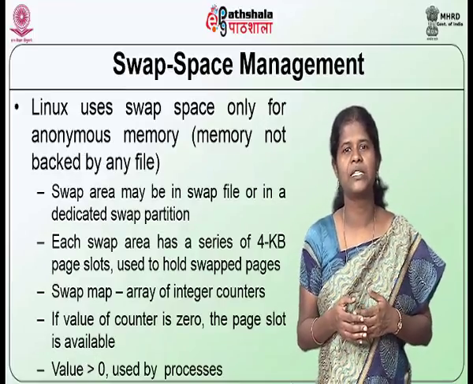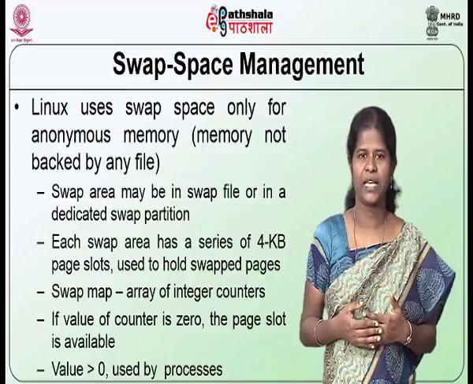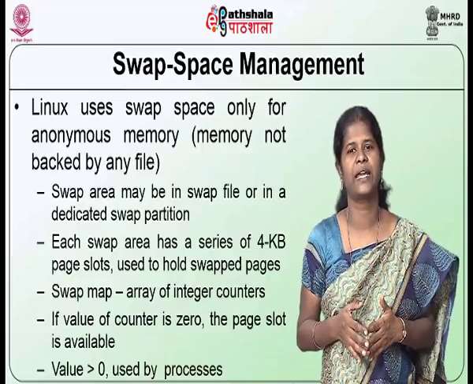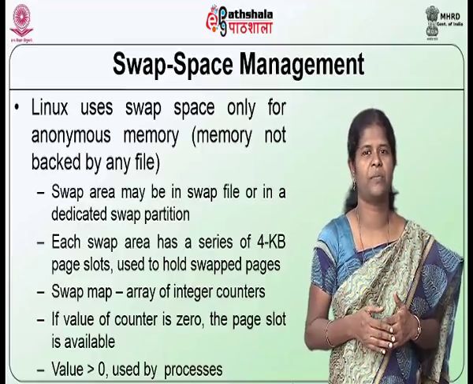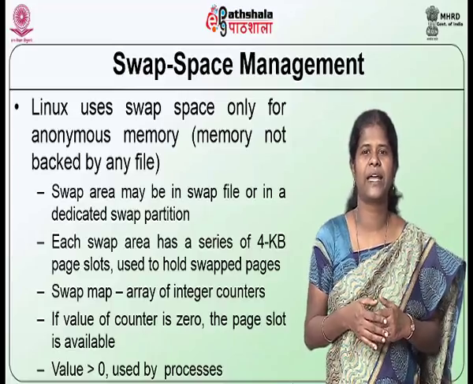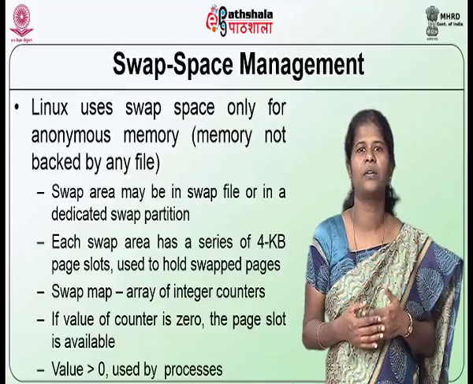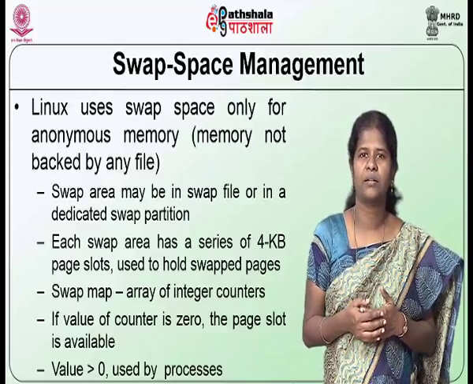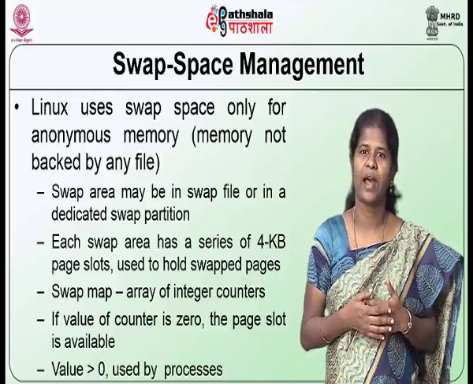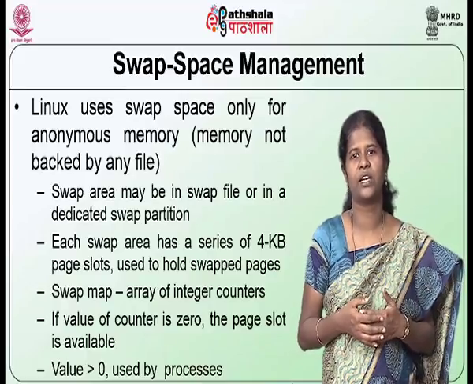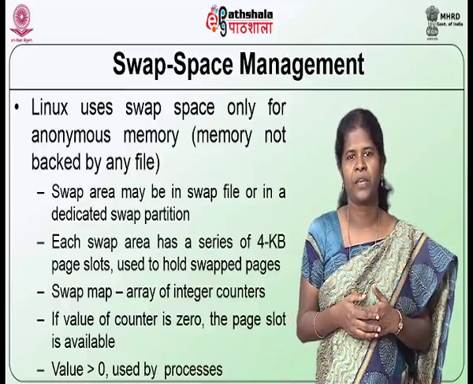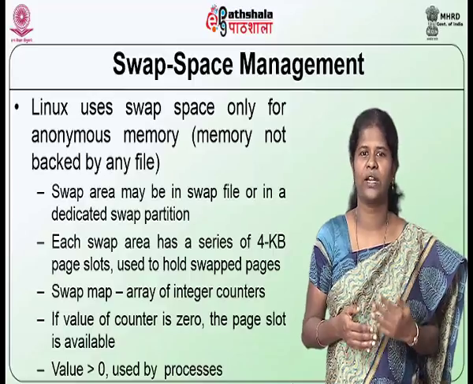And we will see what happens in the case of Linux. In the case of Linux, swap space is allocated only for anonymous memory. Anonymous memory is memory that is not backed by any file, as we saw: the heap region, the stack region, and uninitialized data. All these are called anonymous memory, and swap space is used only for those.